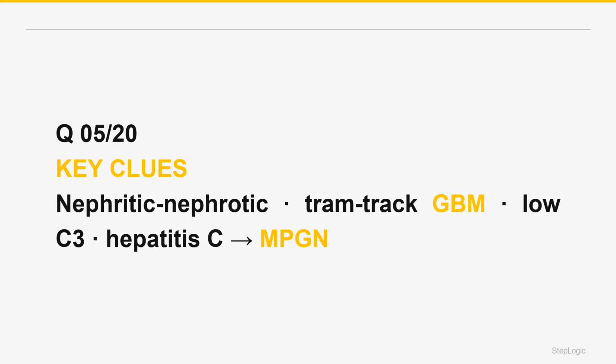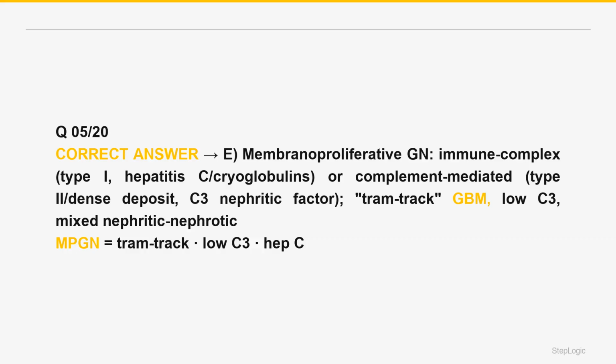This is membranoproliferative glomerulonephritis, MPGN, a pattern of injury that classically straddles the line between nephritic and nephrotic, presenting with both heavy proteinuria and hematuria. The hallmark histology is a thickened glomerular basement membrane with a double contour, tram track appearance from mesangial cell interposition into the GBM, best seen on silver stain, and mesangial hypercellularity. Serum C3 complement is characteristically low. The correct answer is E.